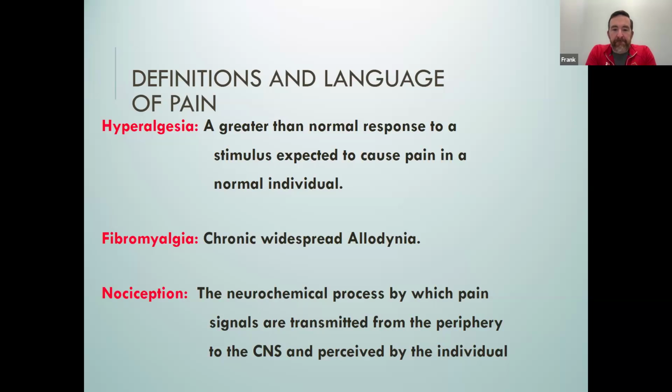Fibromyalgia is the kind of chronic, multi-site, widespread allodynia. Sensations that should not be noxious are painful and noxious at multiple places across the body. There's a whole lot of other things that go into the fibromyalgia bucket. A lot of times you see a linkage with depression and anxiety, which goes hand in hand with some of that central sensitization.